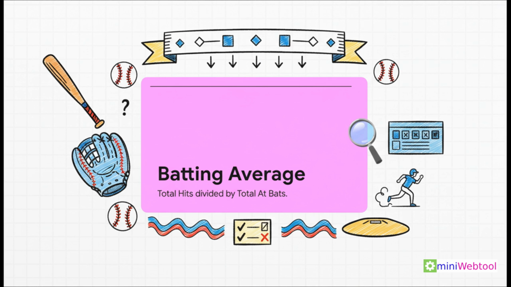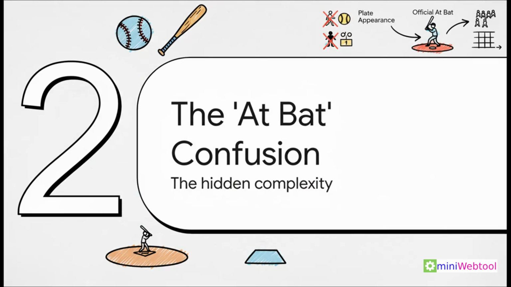The secret isn't in the hits. It's all about what counts as an at-bat. We think we know what an at-bat is, don't we? A player stands at the plate, they swing, that's it. But in the official rulebook, it's not that simple, and that little detail is where all the confusion comes from.